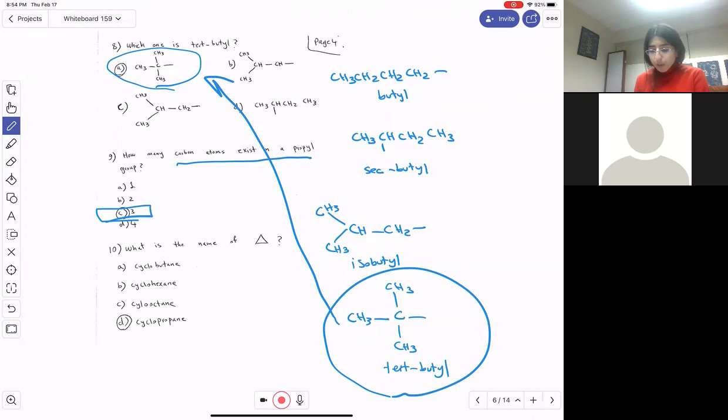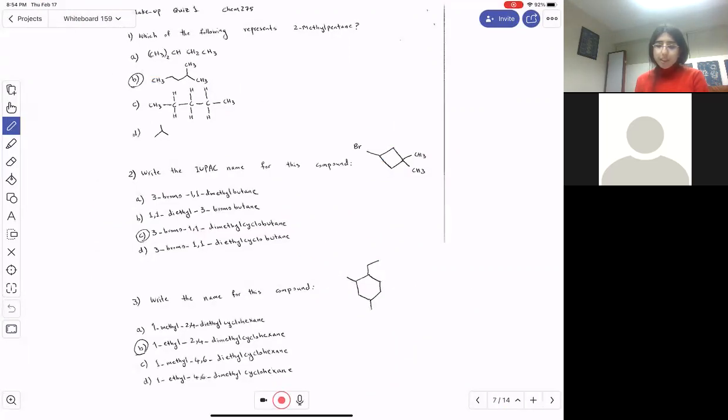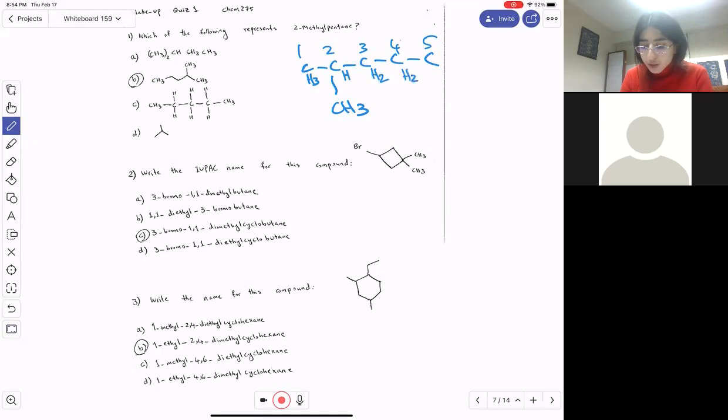What is the name of this? It's cyclo. It has 3 carbons, right? 1, 2, 3 would be cyclopropane. Which of the following represents 2-methylpentane? So pentane, you should be an expert on this right now, I hope. So 2-methylpentane, if you write this, it would be CH3, this is CH, CH2, CH2, CH3, right?